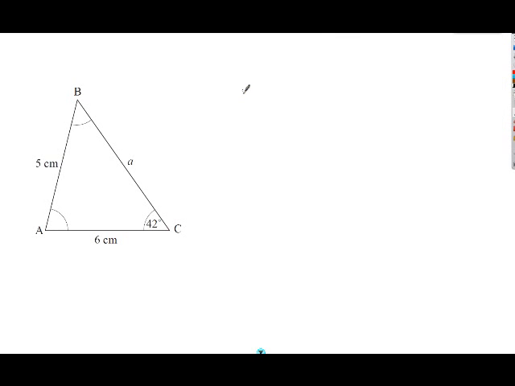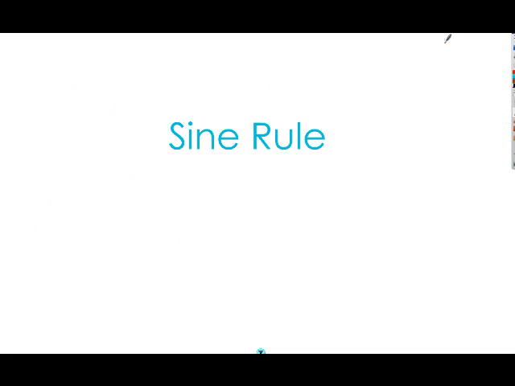So here we have a triangle that doesn't have a right angle. Because it doesn't have a right angle, there's no hypotenuse. And that means we can't use our good friend SOHCAHTOA to find any of the missing sides or angles. Fortunately, there is another very clever trigonometry trick that we can use instead. It's called the sine rule.